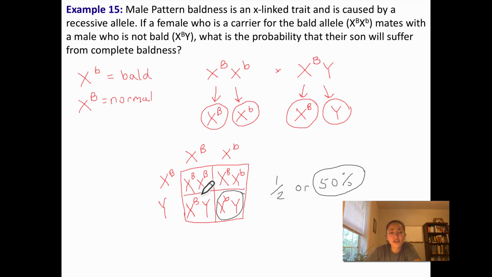What about the females? If we look at the females, is there any possibility the females would be bald? No, because there's no possible way that she would receive two recessive alleles. So this is a situation where you could see there's a higher probability for the male to express or show the recessive X-linked trait, and the female would not. There's no possibility their daughter would be bald, but there's a 50% chance their son would be. All right, so that's it for complex inheritance.